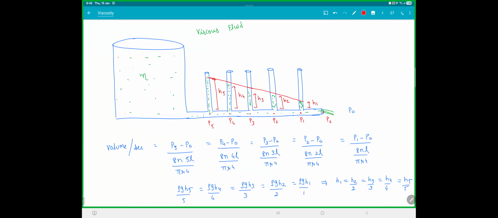What if there is no viscosity? Then what will happen to the heights? If the liquid is an ideal fluid without viscosity, what do you think will happen to the heights? Then they all will be the same, right? If there is no viscosity, then the pressure difference is 0. So all these points will have the same pressure. So the heights will be the same.